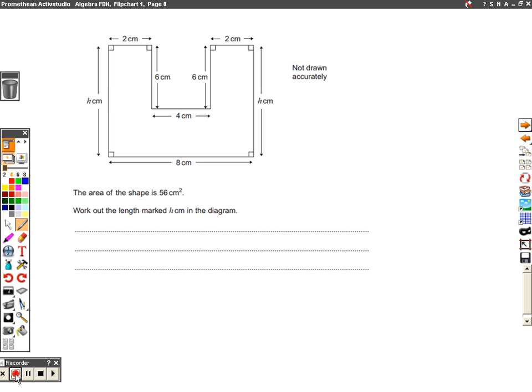Okay, you've got a shape and it's asking you to work out the length of the marked H. Now, don't get confused because you can see algebra in this. You're talking about the area. How do we find the area of a shape? It's length times breadth. So what I would do is find the area of the large rectangle and subtract out the area of the smaller rectangle. So length and breadth of the large rectangle is h times 8, which is 8h. The smaller rectangle is 4 by 6, which is 24. And they've told you the area, 56.